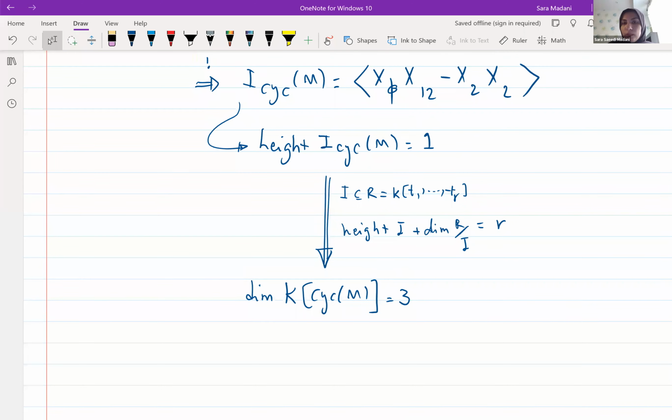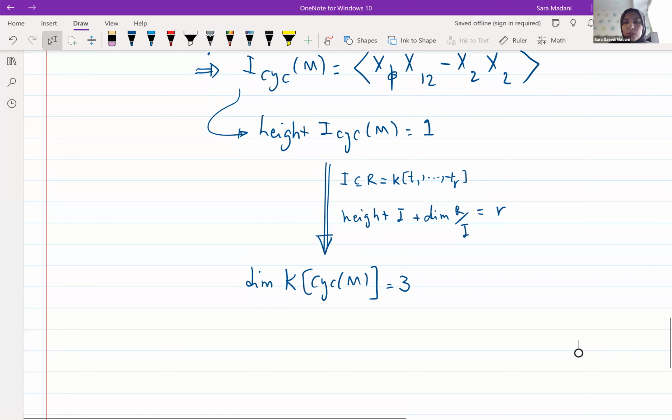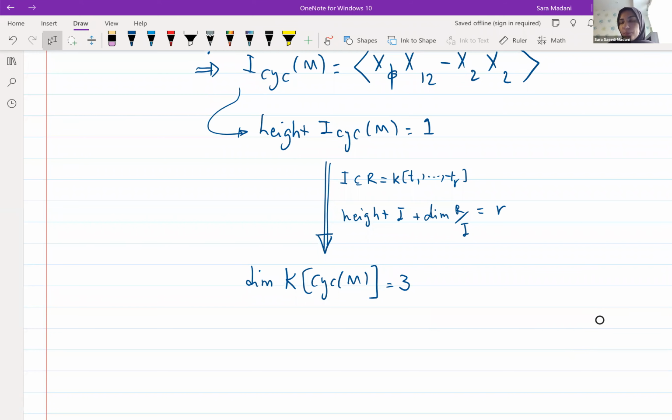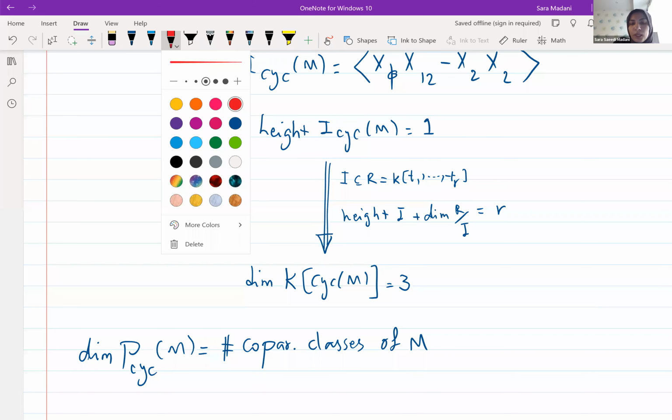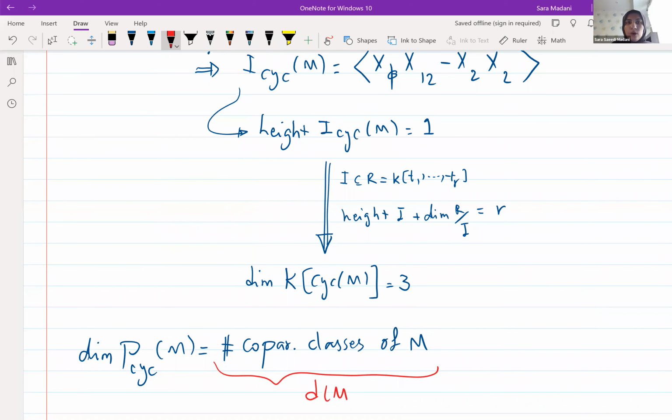You can see it in several books that are talking about toric algebras coming from polytopes. But if we look at our case, we know something about the dimension of the polytope. Last session we saw a formula that the dimension of our cycle polytope was the number of co-parallel classes of M. I don't want to repeat this expression always, so I just denote it by D of M from now on.